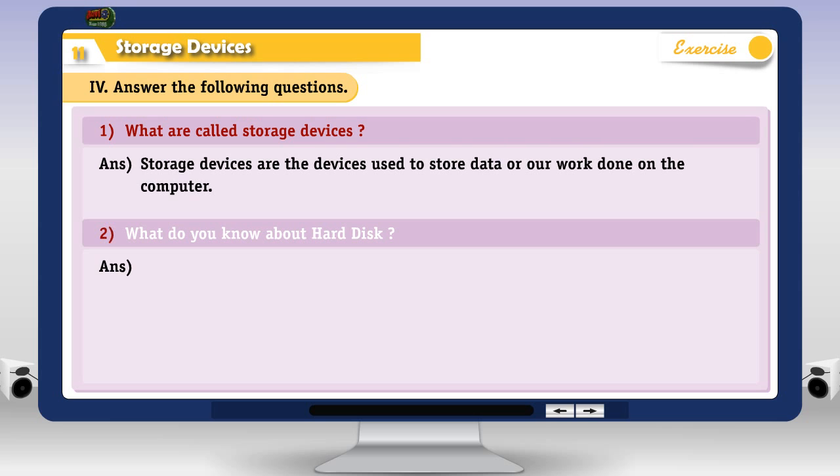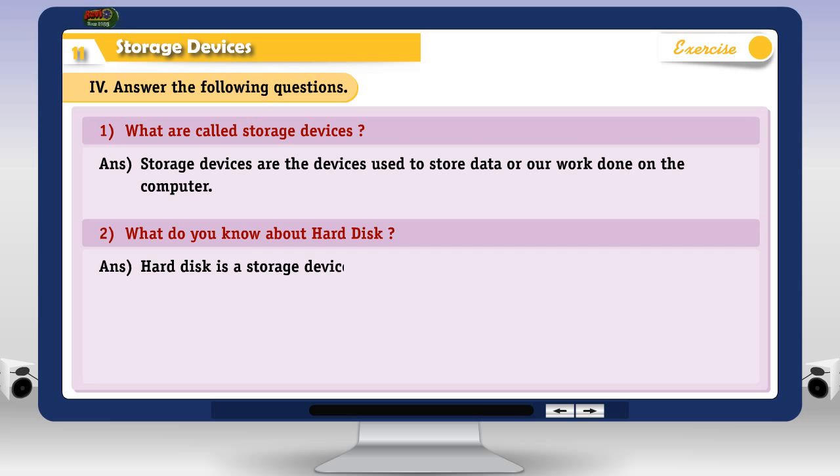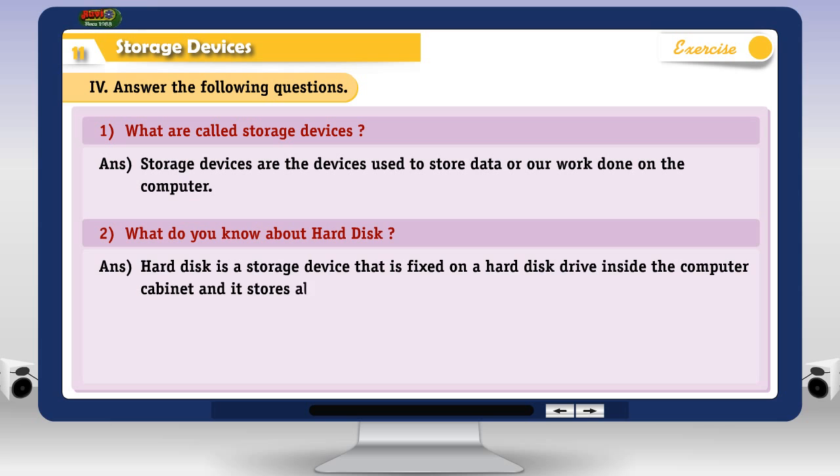2. What do you know about hard disk? Answer. Hard disk is a storage device that is fixed on a hard disk drive inside the computer cabinet, and it stores all the data that we require while using the computer.